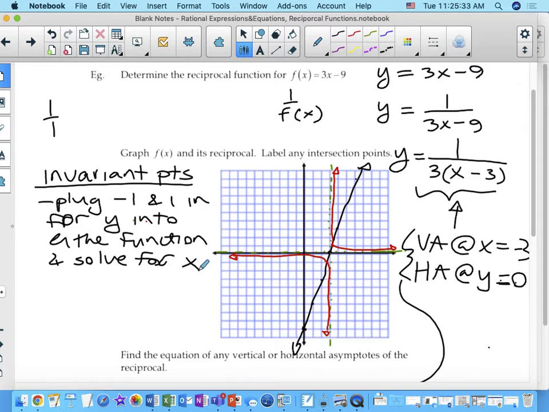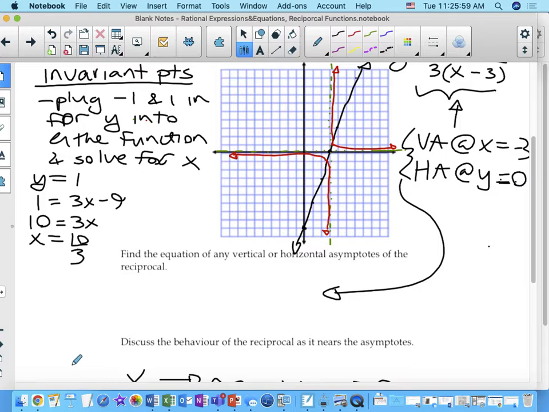Let's do the linear. So if y equals 1, we get 1 equals 3x minus 9. So I'd get 10 equals 3x. So then x equals 10 over 3. So one invariant point is 10 over 3, 1. And that's this guy right here. It's actually 3 1/3, so it's just over 3 for the x value.